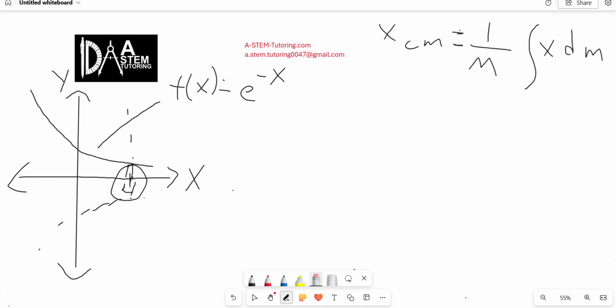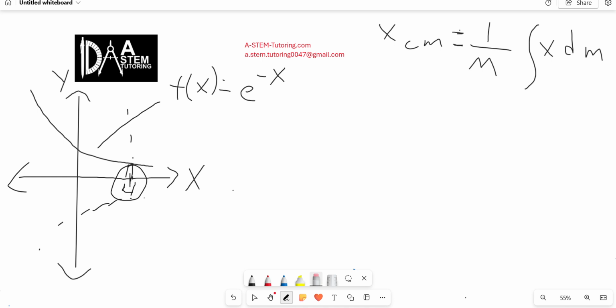Suppose we have a solid that was formed by taking the function f of x equals e to the negative x and rotating it about the x-axis, and we take it from the limits x is 0 to x is positive 4. Kind of looks like a cylinder turned sideways with the base flared out. So to find the center of mass of this object, we can use the formula discussed previously.